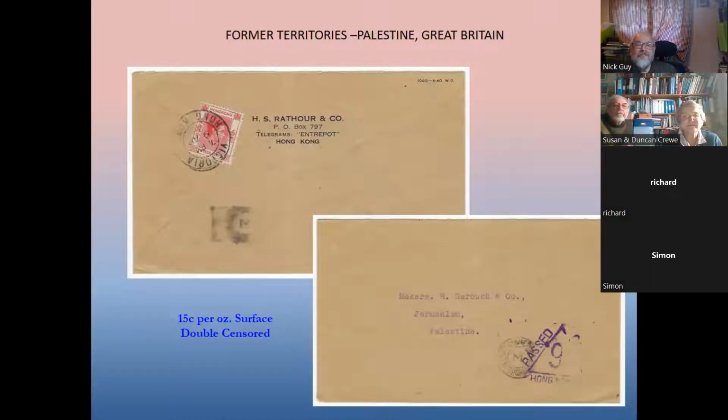Palestine, that was a British mandated territory after World War I. And so, you know, I consider it a territory. Of course, there could be a lot of political discourse about the state of Palestine. But in 1941, when this was mailed going to Jerusalem, it got censored at Hong Kong, and then it got also censored on arrival here. You have a little Jerusalem censor, and it pays the 15 cent surface rate. And I thought it was an all up, but it's not. It can't be because of the date. It's got to be a surface.